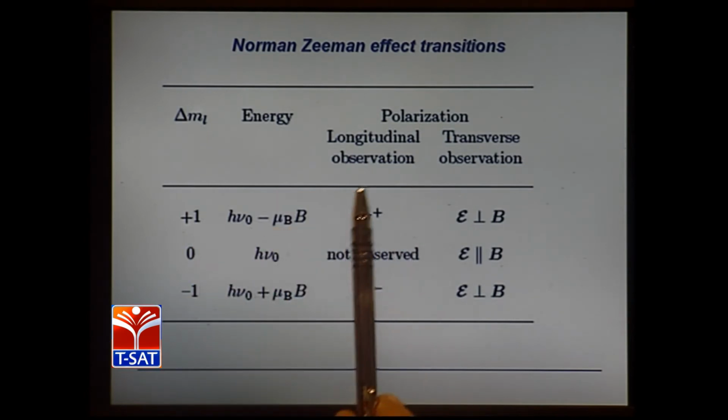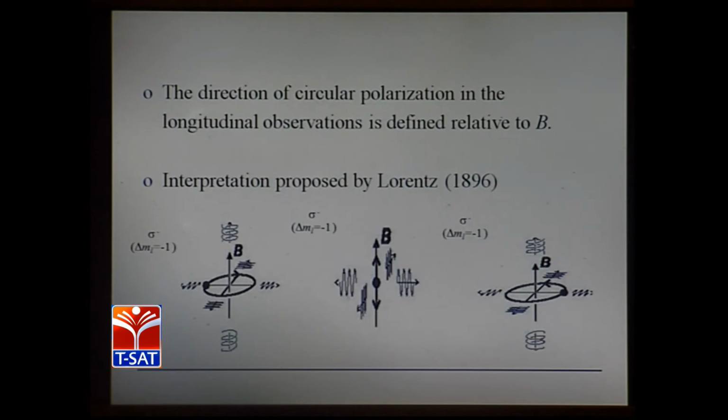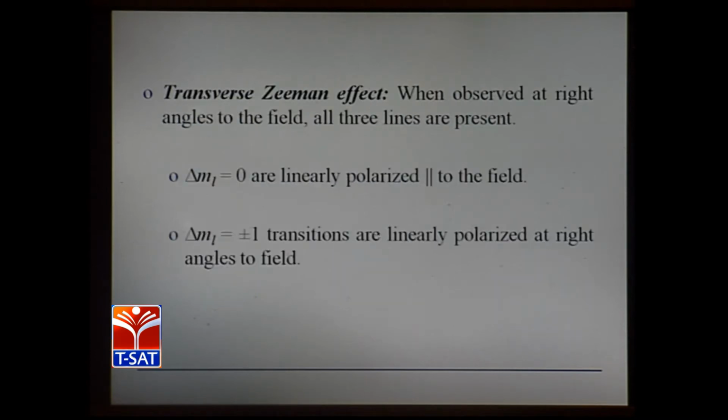The polarization is longitudinal in this direction sigma plus, and the transverse in this particular direction perpendicular to that. So, here 0, there is no polarization, only observed in the parallel, that is transverse direction. Minus 1 will give the polarization in perpendicular direction as well as longitudinal direction, and this is the direction of rotation of the electron and the magnetic field applied, and you will observe the polarization directions of this that is being shown. These are interpreted by Lorentz.